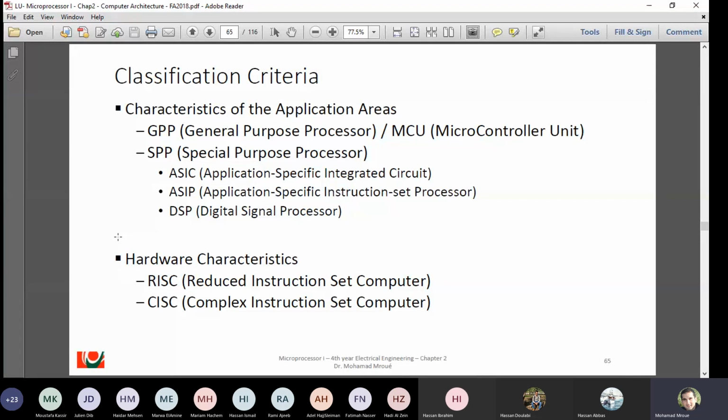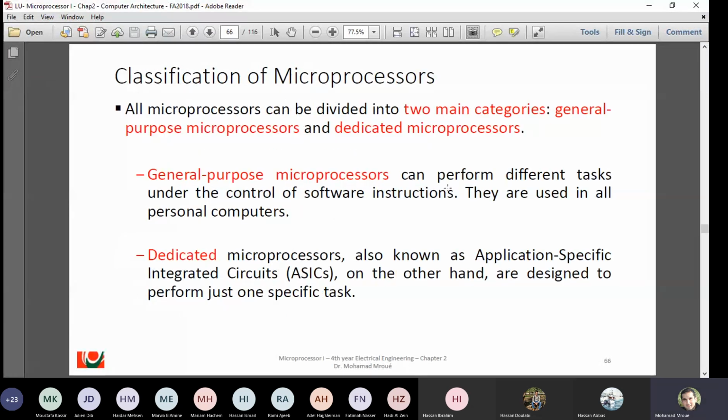In terms of hardware characteristics, we have two types of architecture: the RISC and the CISC. RISC is the abbreviation of reduced instruction set computer. CISC is the abbreviation of complex instruction set computer. We will talk about them a bit more later in the slides.